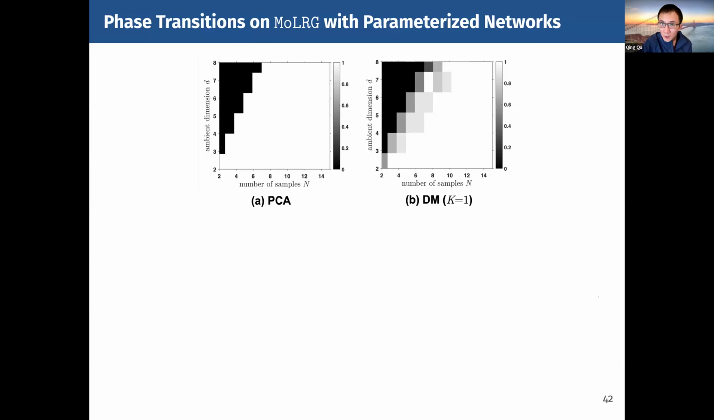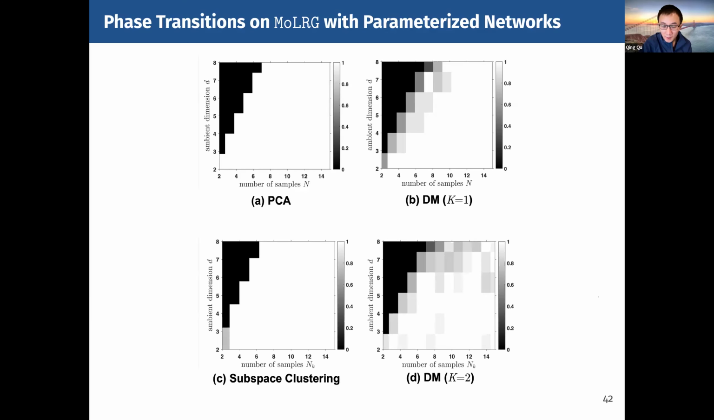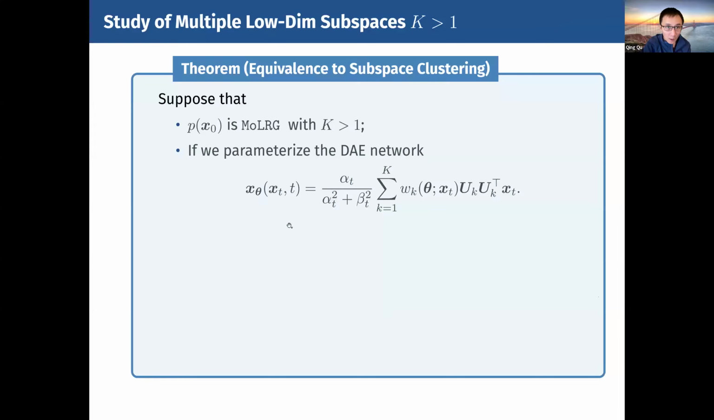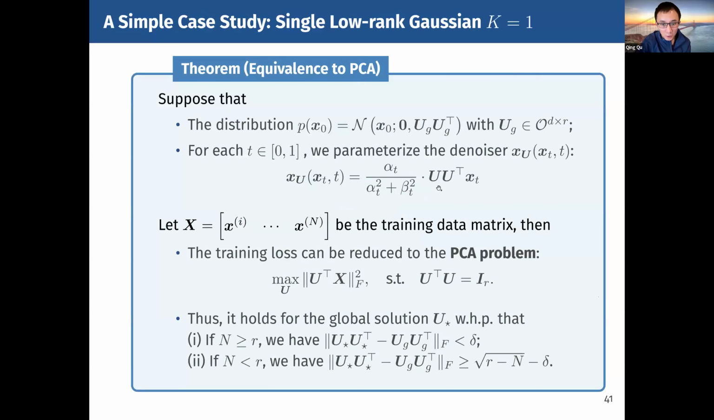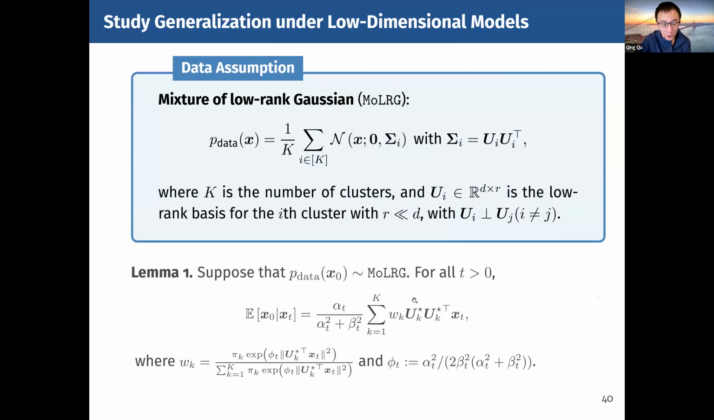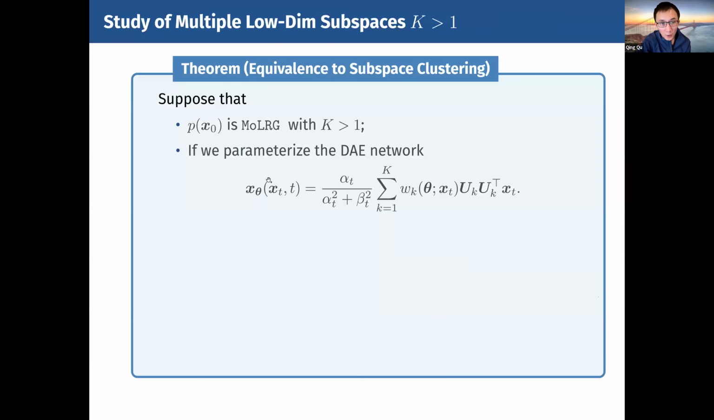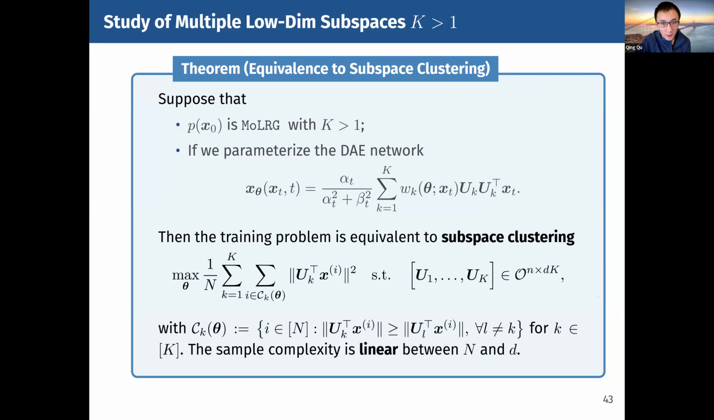And then the remaining question is how can we generalize this when we have an arbitrary number k of clusters? In this setup, we can show that training diffusion models is equivalent to subspace clustering, where we have a larger number of clusters. So the idea here is that we're going to parameterize our neural network very similar to the optimal posterior that we showed here. Then we take this parameterization of the neural network back into the training loss of DAE. And then we can show that this problem is equivalent to subspace clustering, right?